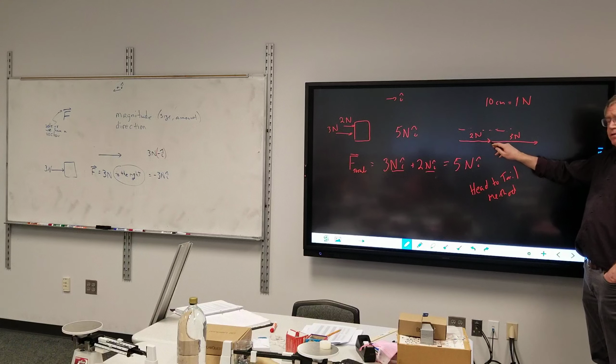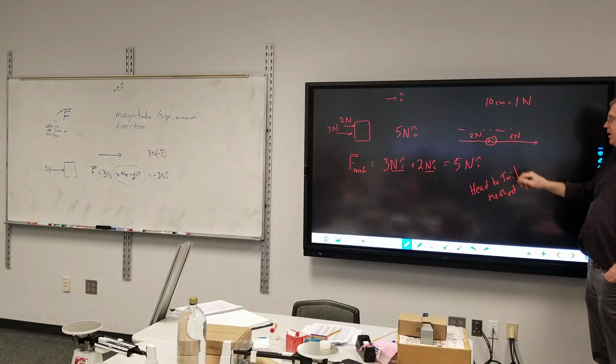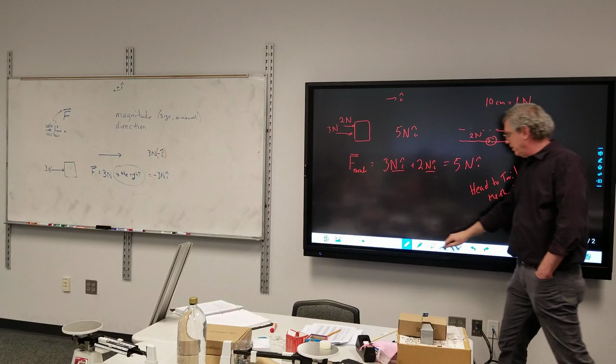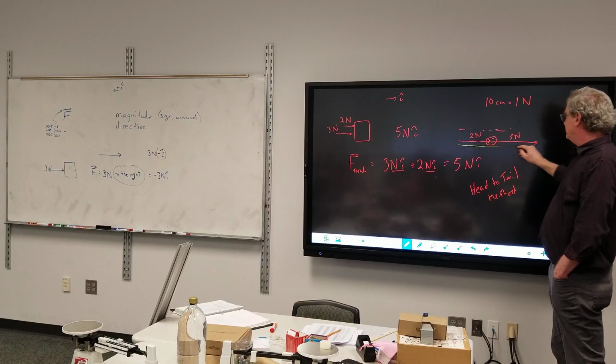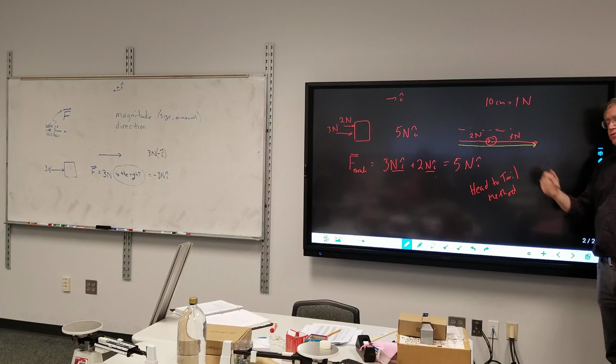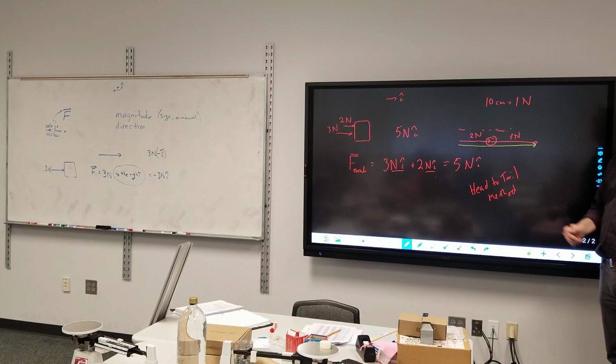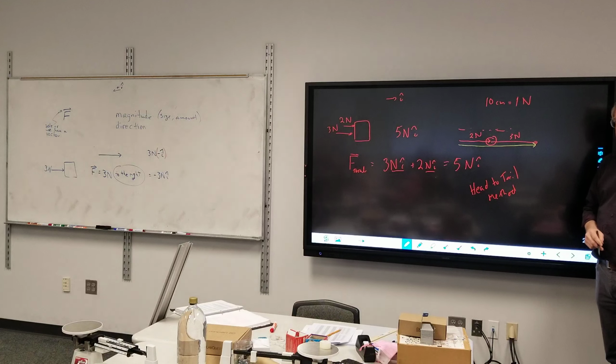This is the head of the vector, like an arrowhead. This is the tail, the other end. I put head to tail. And so now when I want to figure out what is my final answer, I started here, I ended there. That should be 50 centimeters long, which translates to 5 newtons to the right.